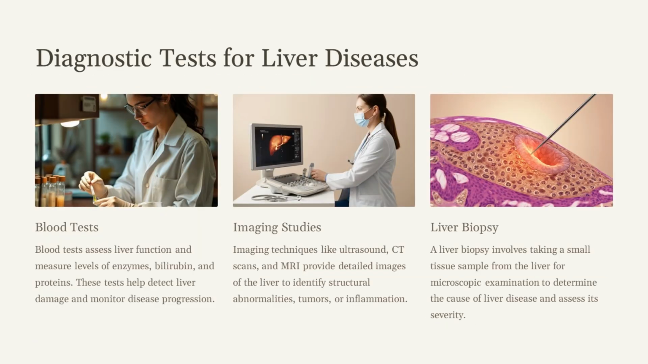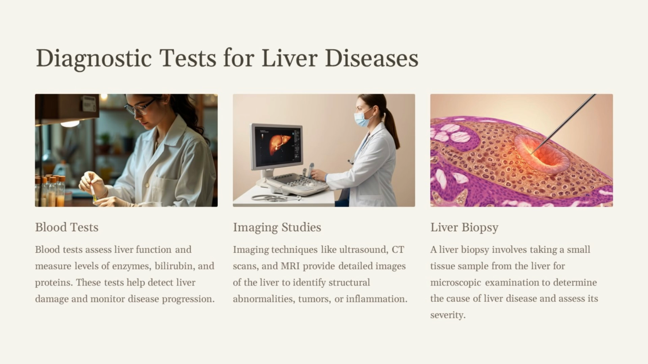Liver diseases can be diagnosed through a variety of tests, including blood tests, imaging studies, and liver biopsies. Blood tests assess liver function by measuring levels of enzymes, bilirubin, and proteins. These help detect liver damage and monitor disease progression.